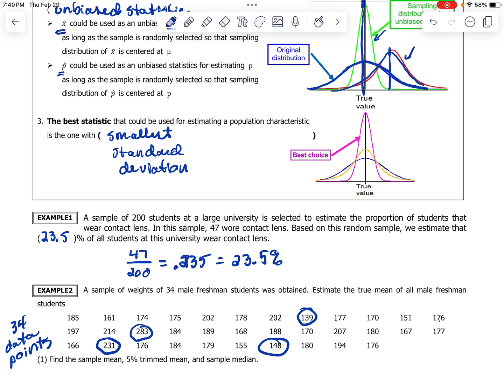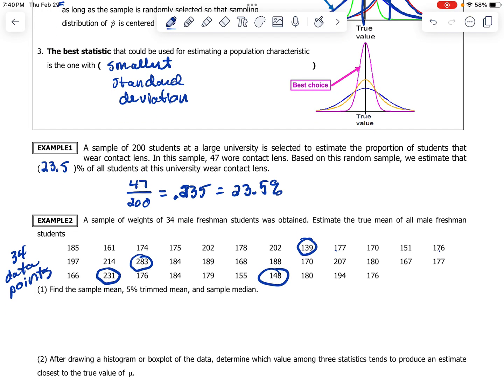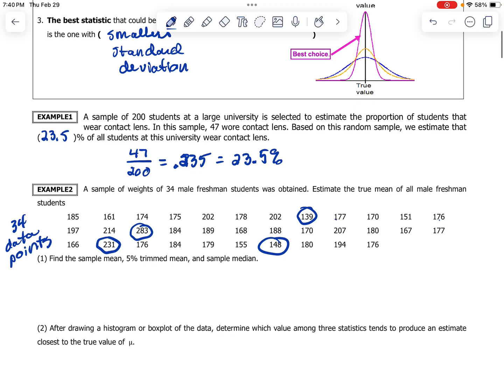Here's another example, and in this example, we actually have our sample. A sample of weights of 34 male freshman students was obtained. So I have 34 data points. We want to estimate the true mean of all male freshman students. And I want you to find three things: the sample mean, what we call the trimmed mean, and the sample median. So first of all, let's do the sample mean.